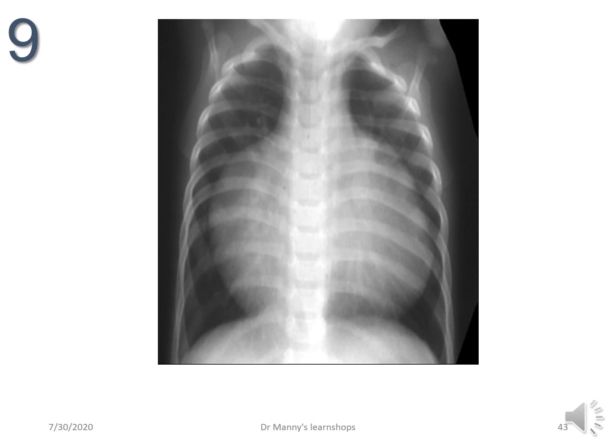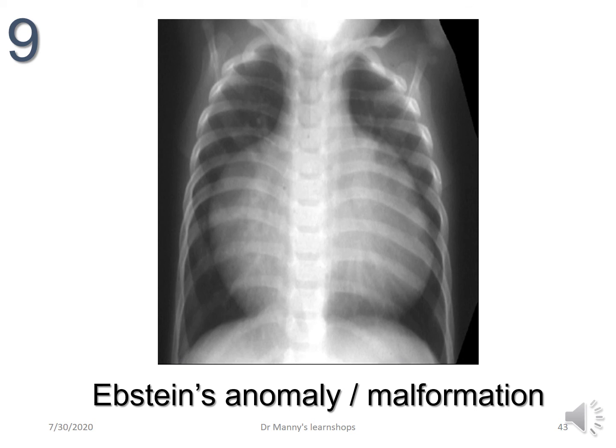Then you've got a huge watermelon heart, which is demonstrating the bottle sign. Oh, you could even refer to it as wall-to-wall heart. You've got a huge heart. This is Ebstein's anomaly or malformation.